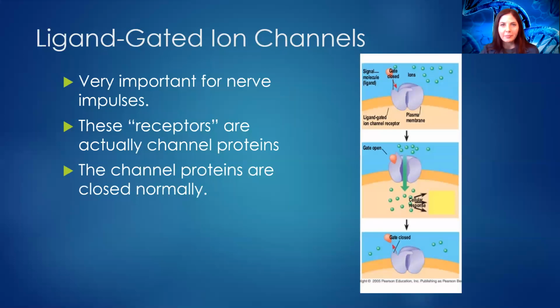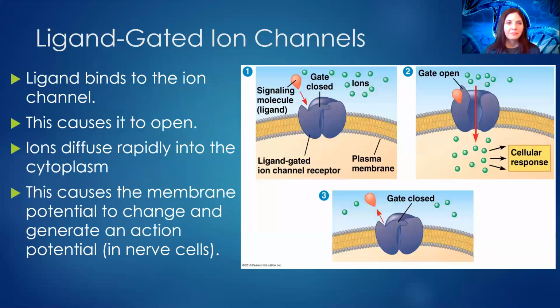So the last type of receiving protein I want to talk about are the ligand-gated ion channels. So these are extremely important for nerve impulses, meaning how we send signals in our nervous system to tell our bodies what to do. So these receptors are actually channel proteins, and the channel proteins are normally closed, meaning that the ions aren't just coming into and out of it as they want. So it's closed off to these ions or charged particles.